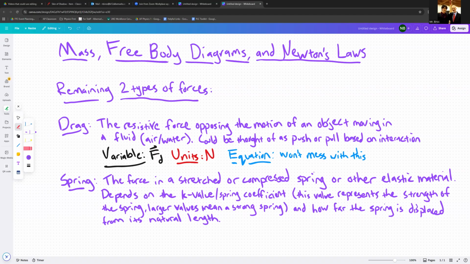So we're always finding the difference between how long the spring was when it was just sitting there, and how long it is now that we have stretched or compressed it. That difference between the natural length and the stretched or compressed length is how we get how far it was displaced. All right, spring force can be a push or a pull.